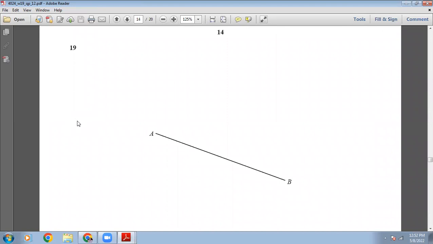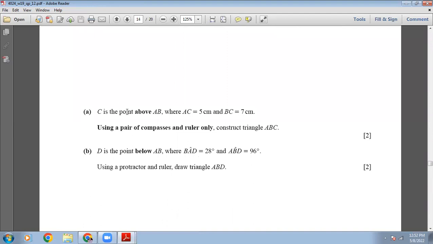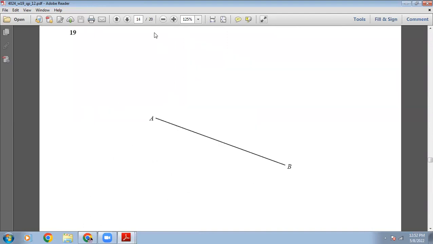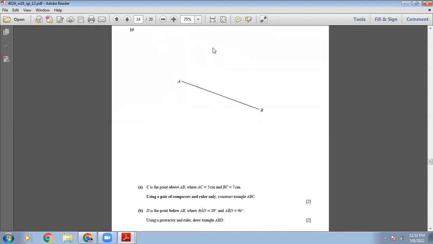Okay, so question number 19 here, a line is already given. I hope that you have a hard copy of this paper. Here a line is already drawn. The name of the line is AB, and C is the point above the AB. So the C point is here somewhere. He says the AC length is 5 centimeter and the BC length is 7 centimeter.